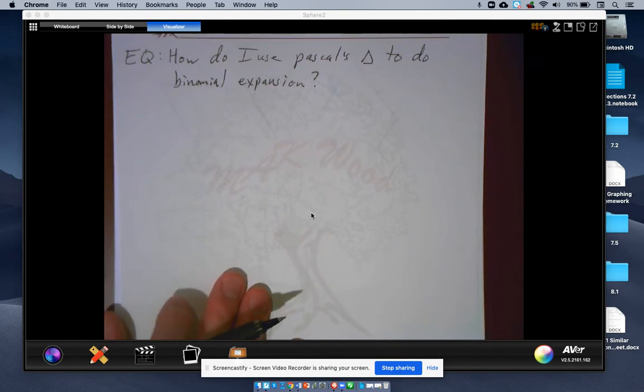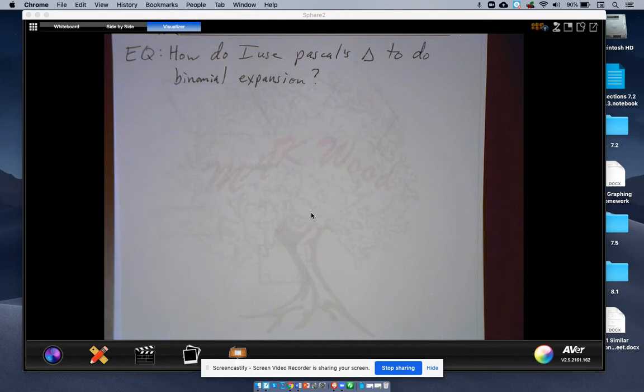Data analysis. Essential question today: How do I use Pascal's triangle to do binomial expansion?